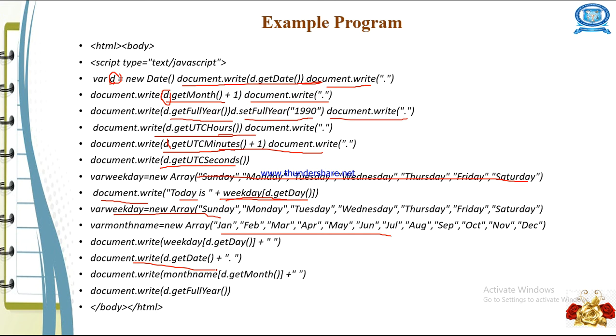Then close the body and HTML tags. So this is the program. See what the output is. The output says today's date 22/12/2014, the previous output. See the date, time, and that today is Saturday, and the date, month, year in number and sequence order. So these are examples for Date objects. Okay.